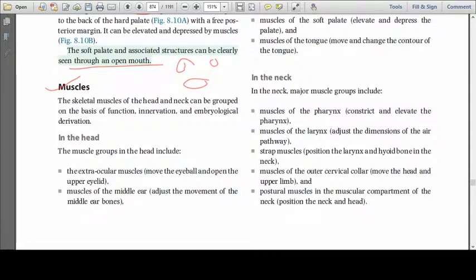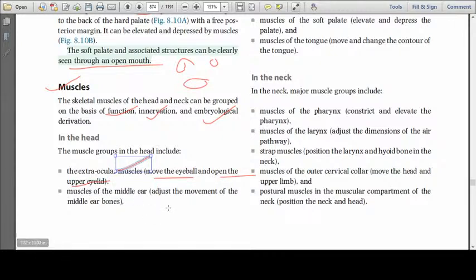The skeletal muscles of the head and neck can be grouped on the basis of functions, innervation and embryological derivations. So what are the muscle groups that are included in the head? The extraocular muscles. What is the function of the extraocular muscles? They move the eyeballs and open the eyelid.